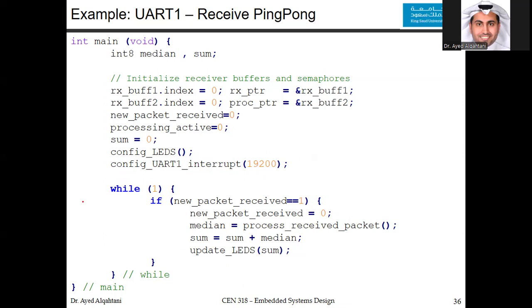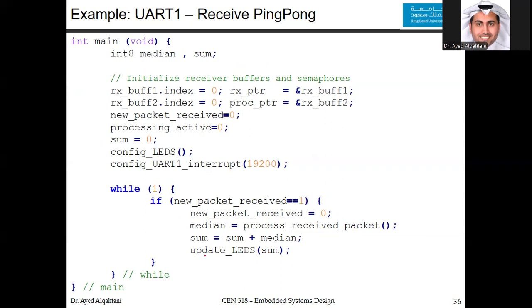Now here in the while loop, you just check the semaphore. The idea here, to make things simple, is that we initialize the new packet received semaphore for this purpose. If it is equal to 1, which should be set by the interrupt service routine, then you make it 0 and you calculate the median. Basically, you sort and pick the median, and then you accumulate the sum with the current median and update the LEDs based on that sum.